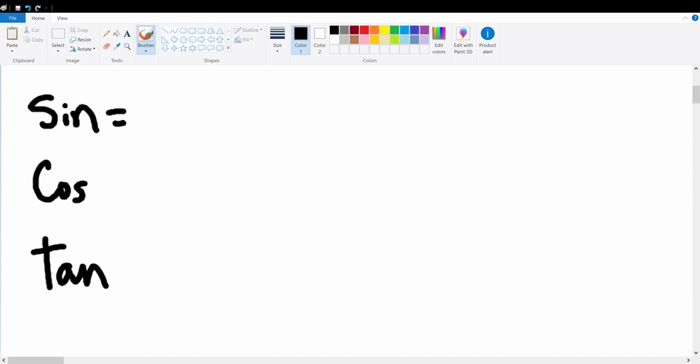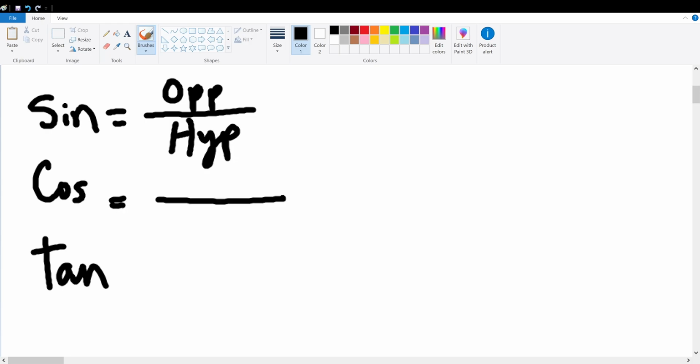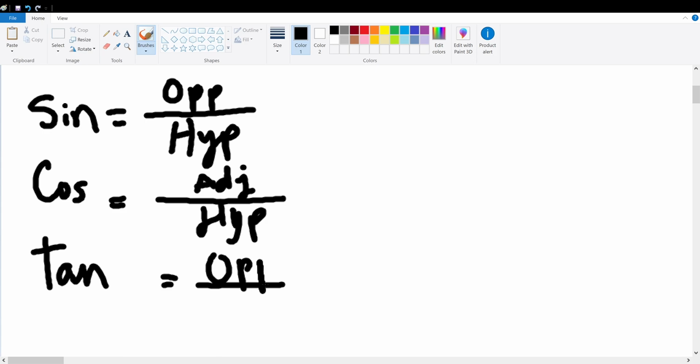The definition of the sine function is opposite over hypotenuse, which is the relation found within a right triangle relative to its given angle. Cosine is adjacent over hypotenuse, and tangent is opposite over adjacent. It is very key to note that these trigonometric relations can only exist within a right triangle, in no other shape or triangle.